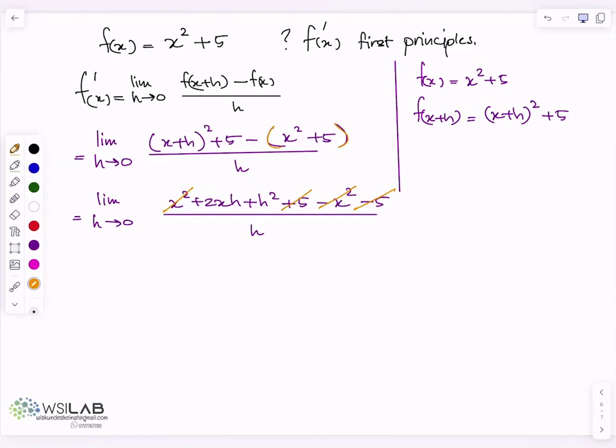So 2xh plus h squared over h will remain. Then we take an h out. We're going to factorize h out on top. I get h times (2x plus h) over h. Then these two h's cancel, and the other h I make 0. And then I have 2x left. But that's the answer from the beginning.